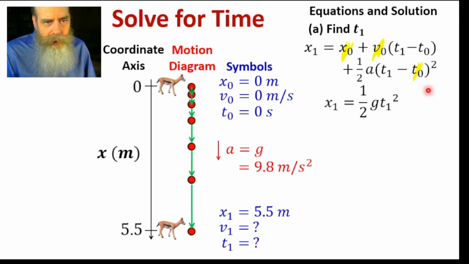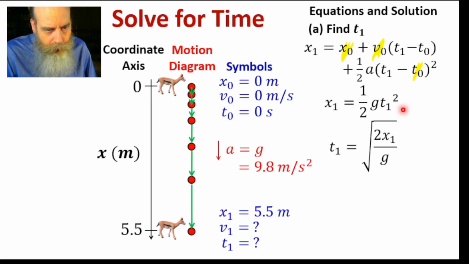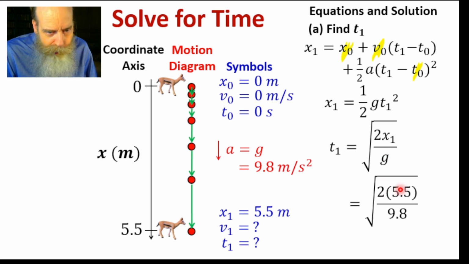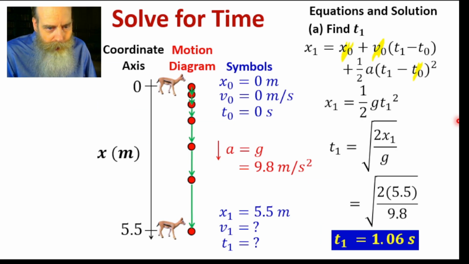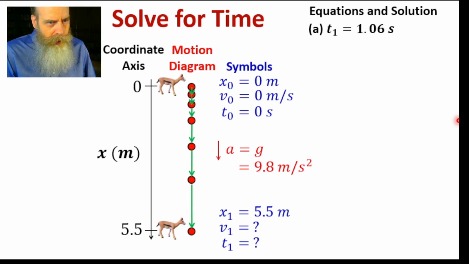And we want to solve this equation for t1. To do that, multiply both sides by 2 and divide both sides by g, and then take the square root. We get this: t1 is square root of 2x1 over g. Now let's put in the values that we know. x1 is 5.5, g is 9.8, and we get t1 equals 1.06 seconds. So we got t1 is 1.06 seconds.